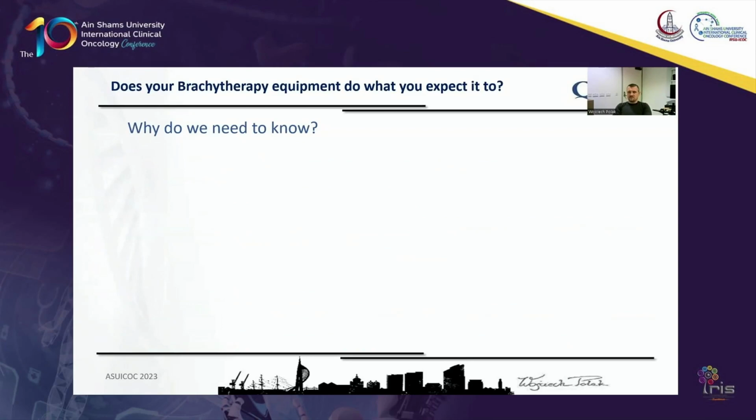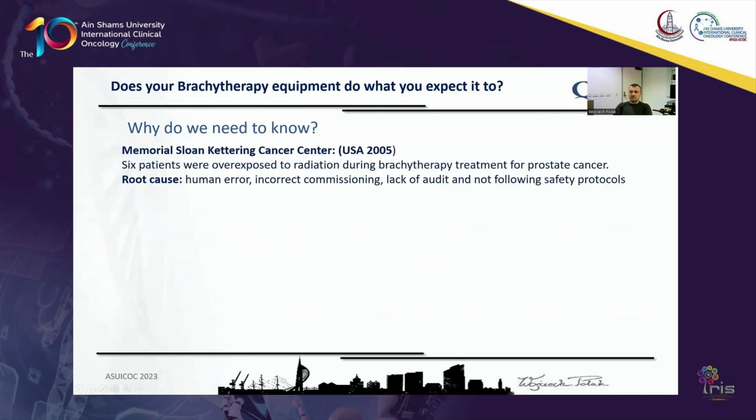Okay, that was external beam. Surely brachytherapy is far less complicated when it comes to equipment. Maybe, but it does not mean that the incidents won't happen. And we do have some examples in brachytherapy as well. For example, in Memorial Sloan Kettering Cancer Center in the USA, 6 patients were overexposed to radiation during the brachytherapy treatment for prostate cancer. And again, human error, incorrect commissioning, lack of audit, and not following the safety protocols were the root causes of that incident.